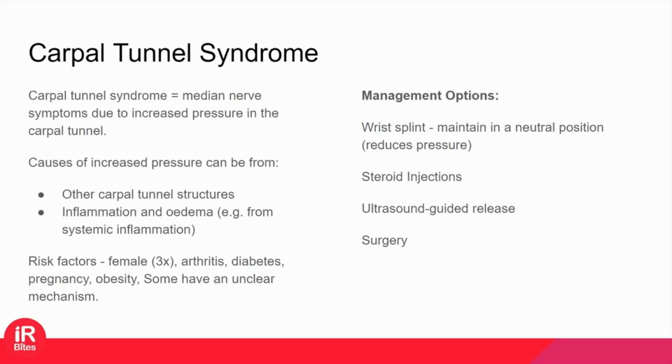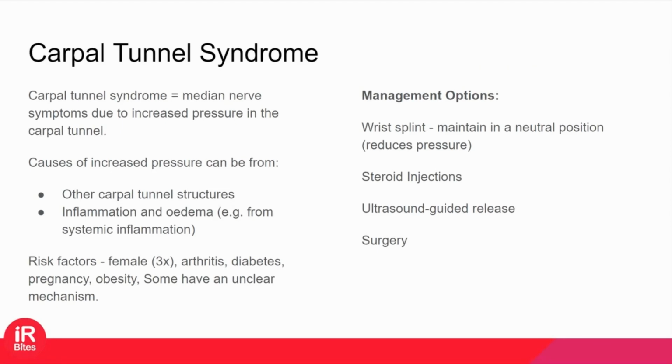Again, in terms of management, what you initially do is you put someone in a wrist splint. If you put someone in a neutral wrist position, that seems to be the lowest amount of pressure in the carpal tunnel, so it's fixed in that position for a bit. Again, you can give steroid injections. In the past, the mainstay was surgery, so it's a big scar and a big operation.